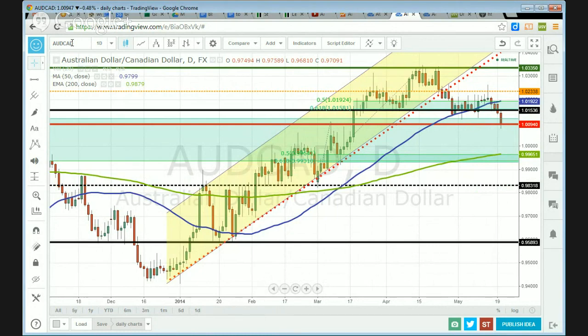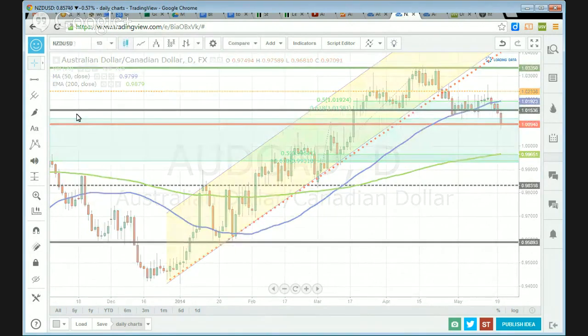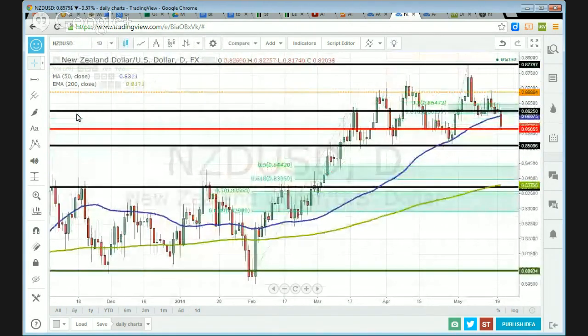Another thing that just happened now is that my Aussie Canada position just got closed out, and literally since we started this video, my Kiwi dollar trade got closed out as well. You can see it just hit my stop right here. So those two trades didn't work out well for me.